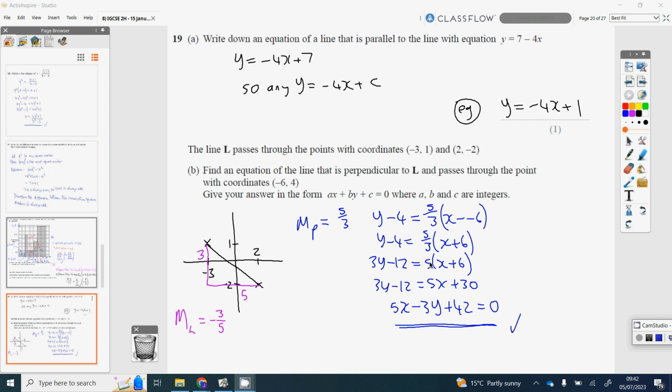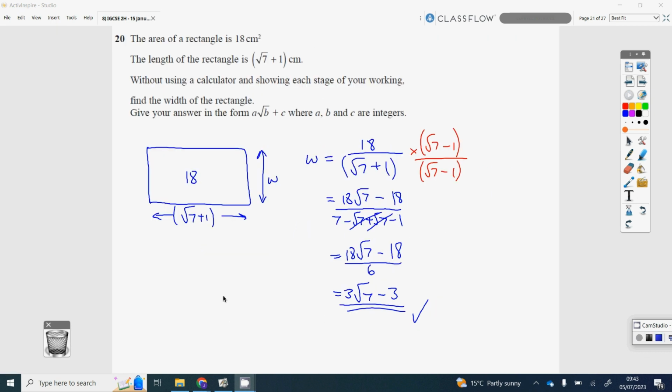Line 4, I'm just expanding the bracket on my right-hand side, 5 times x, 5 times 6. And then finally, the final line, I'm just taking it all over to the right-hand side, setting it equal to 0. So 5x minus 3y plus 42 equals 0. That 42 coming from adding 12 to both sides, 30 and 12 is 42.